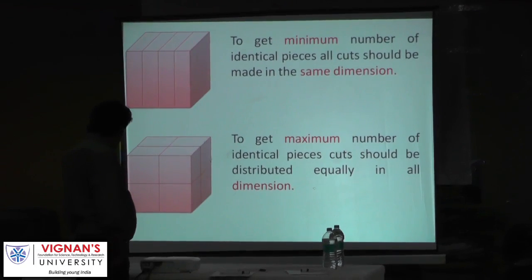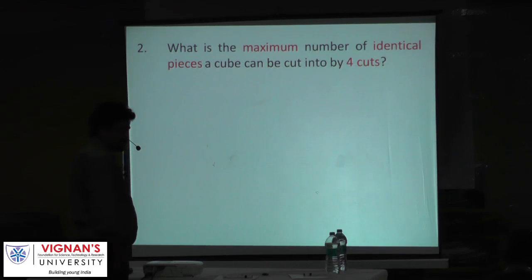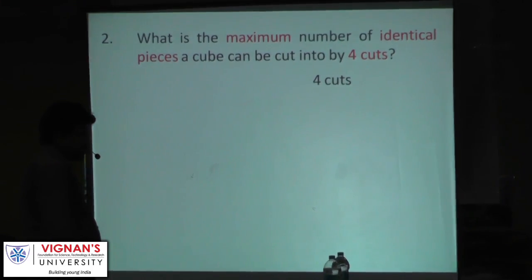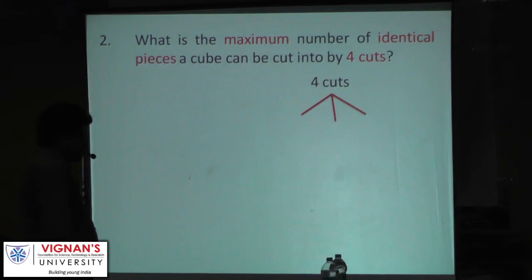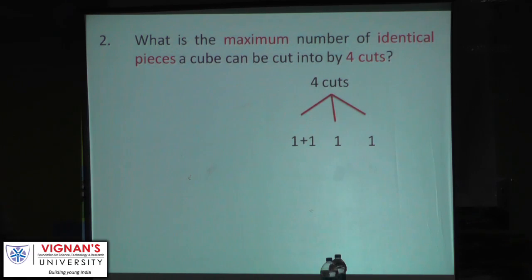Now let us go back to the question. What is the maximum number of identical pieces a cube can be cut into by how many cuts? 4 cuts. Now, how to distribute 4 cuts in 3 dimensions? 4 cuts. This is the maximum possible. We need to distribute it into 3 dimensions, right? So 1 cut, 2, 3. The fourth we should take on any one of the dimensions. That is the maximum possible distribution, because you can't take a fraction of a cut. A cut is integral.